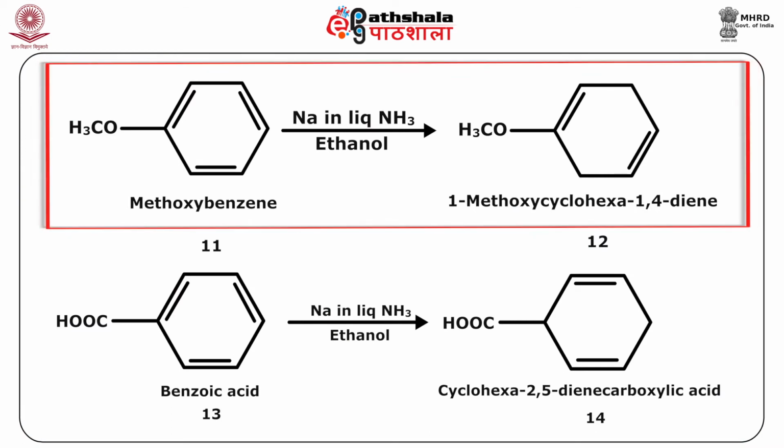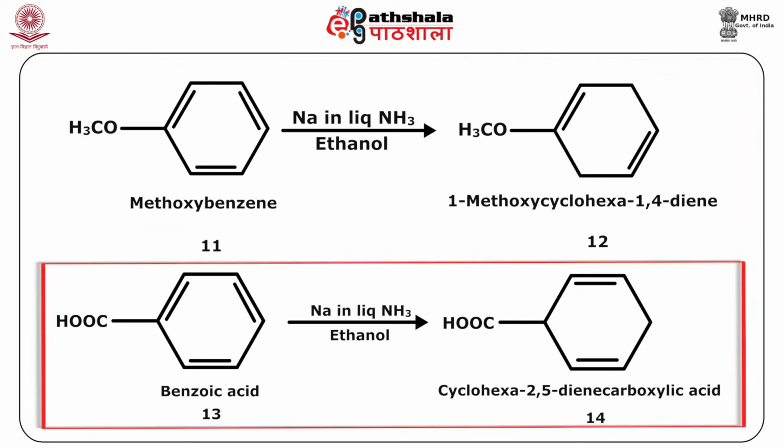While performing the retrosynthetic analysis, these preferences play an important role in the synthetic design of any molecule. As can be seen, with the methoxyl group as a substituent and by reduction with sodium in liquid ammonia, the product obtained is 1-methoxy cyclohexa-1,4-diene. However, when the same reduction is carried out with a carboxylic acid as a substituent, the product obtained is cyclohexa-2,5-diene carboxylic acid.